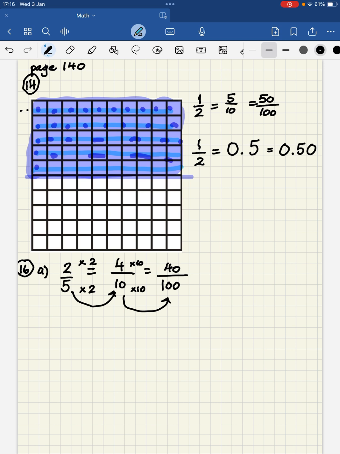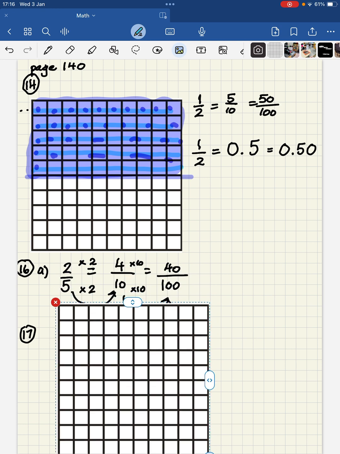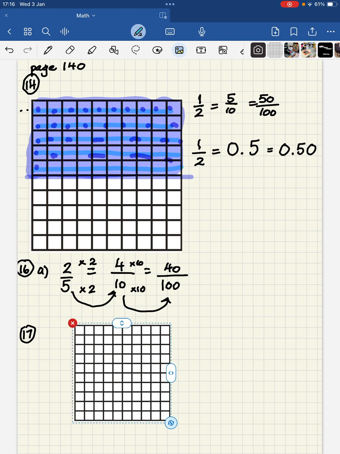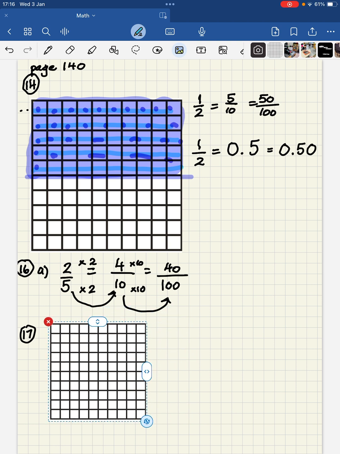Okay, for number 17, we're going to need 100 square again. I'll get my 100 square from here. And I'll move it down here. I might make it smaller. Okay, so it says shade 1/4 of the squares. So I'm going to use my purple again. And I'm going to cut this into 4ths. And it says to shade 1/4. So I'm only going to be shading in 1/4 of the shape.